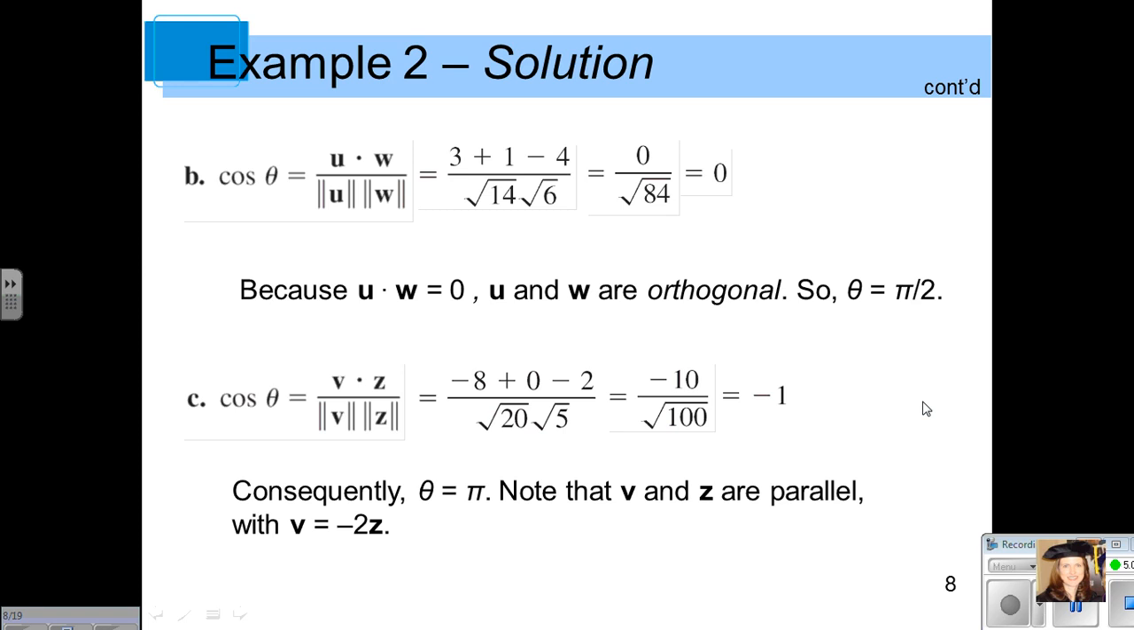And then we can see that v and z would be parallel, and v would be going in the opposite direction of z and twice as long.